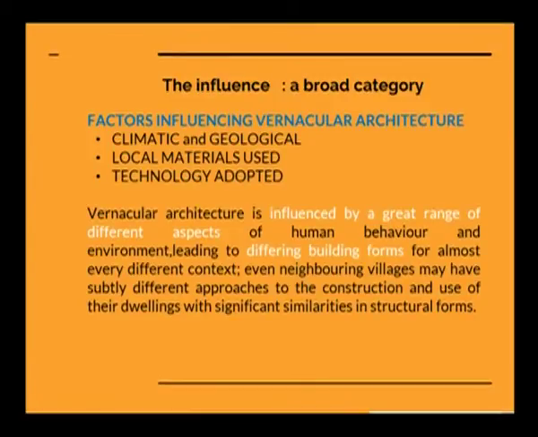So, factors influencing vernacular architecture are climate and geological reasons, local materials used, and technology adopted. The factors affecting vernacular architecture would be different in different typologies, but we can have a broad category and a broad look at each of them. Vernacular architecture is influenced by a great range of different aspects of human behavior. So, apart from all these, human behavior or human intent is an important part of shaping vernacular architecture, leading to different building forms for almost every different context.